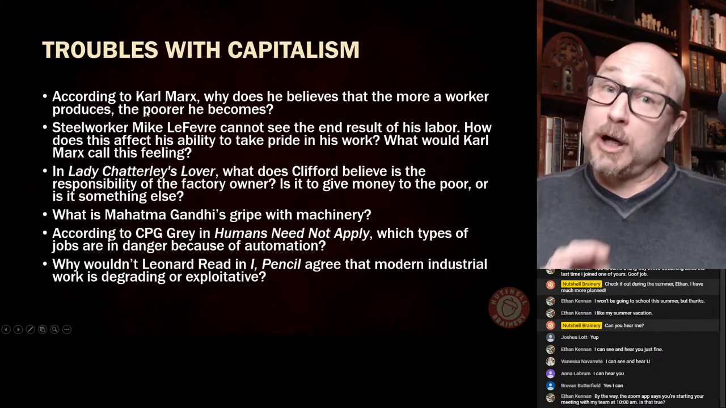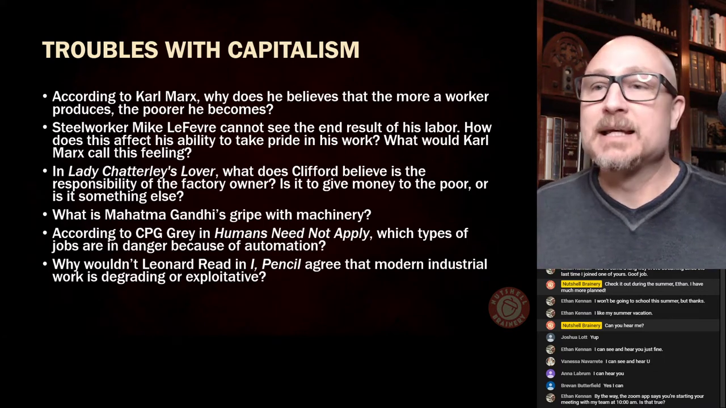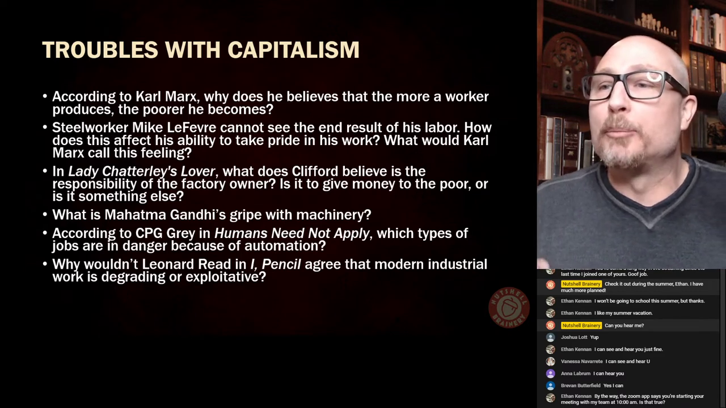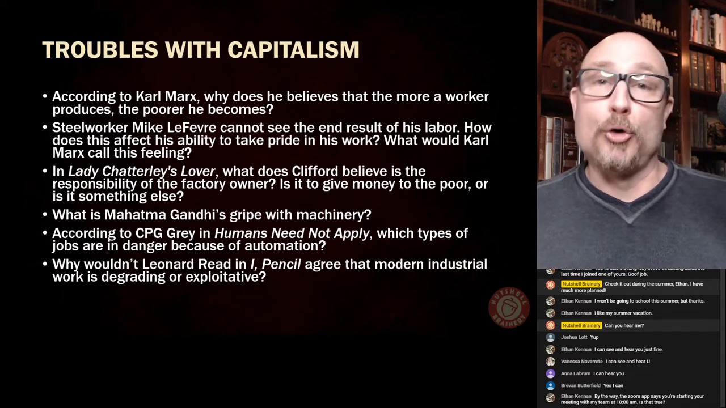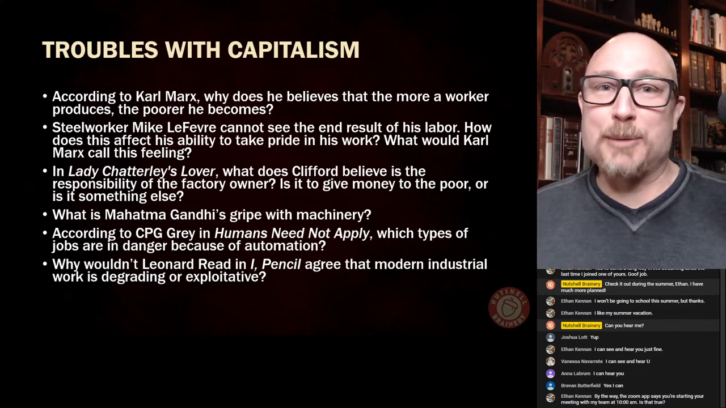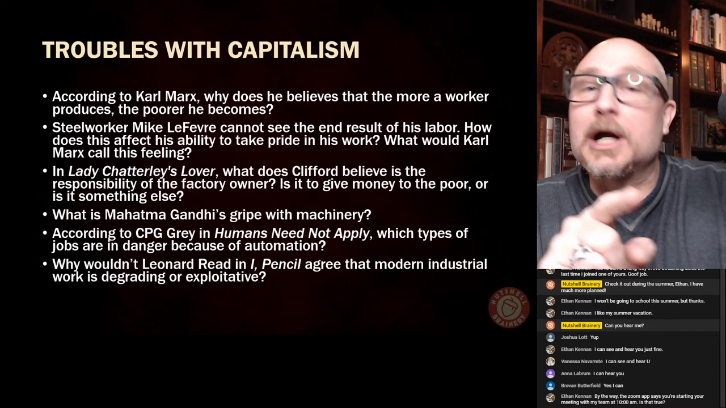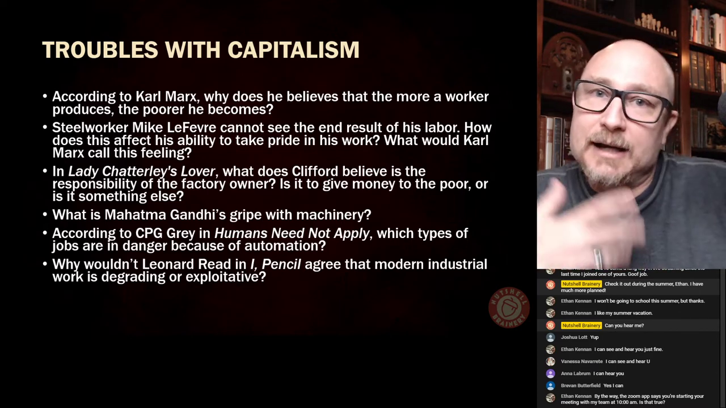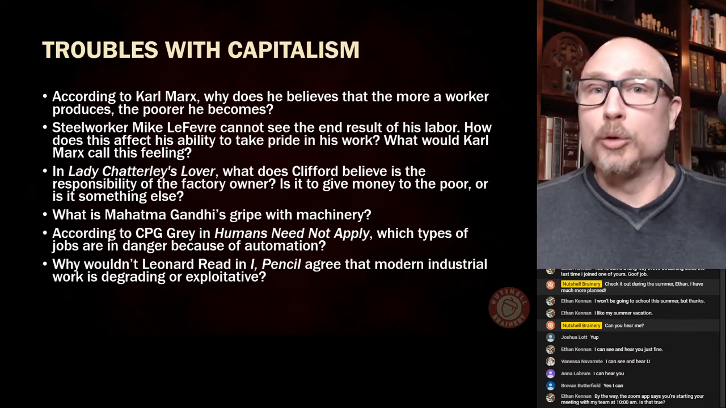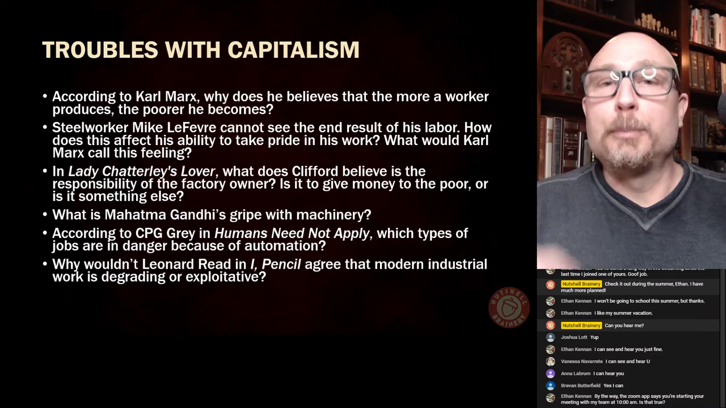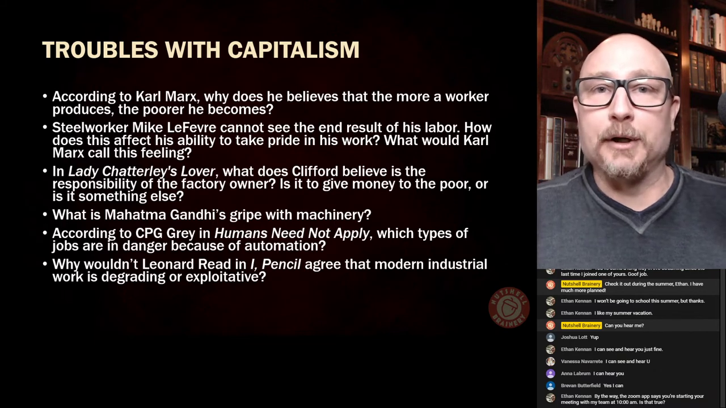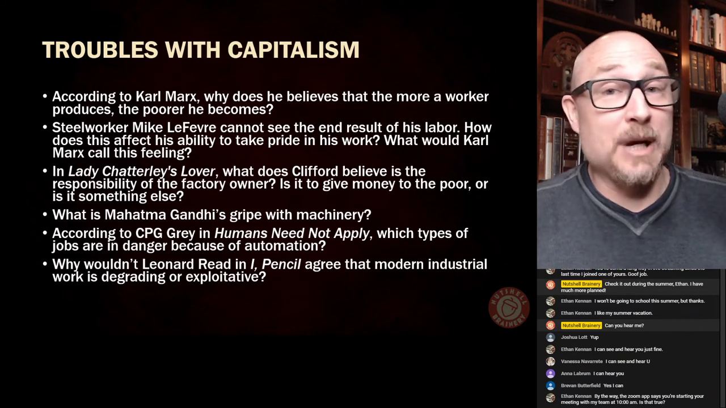Okay. Troubles with capitalism. According to Karl Marx, what does he believe? Why does he believe that the more a worker produces, the poorer he becomes? Well, think about your job. Let's say that you work hourly and you are measured by what you produce, or your throughput time, or how many customers you serve. The more you produce, the more efficient you are, the more money you make for your employer. But you don't make any more money.